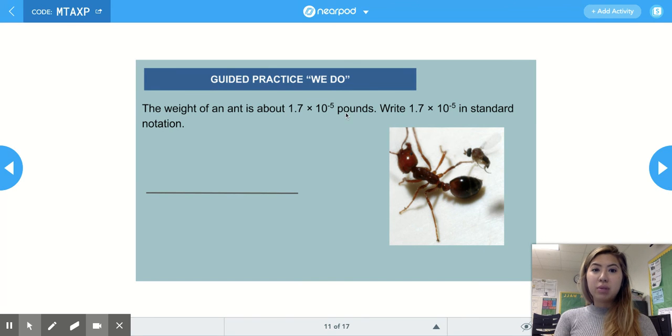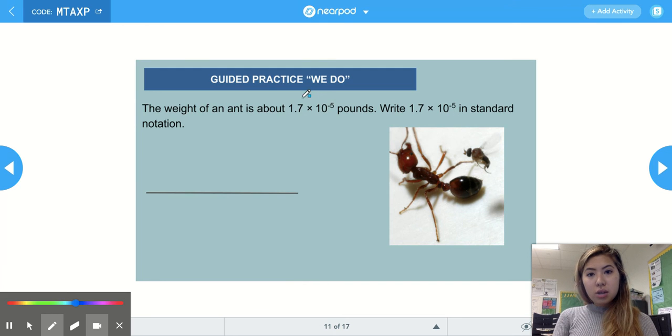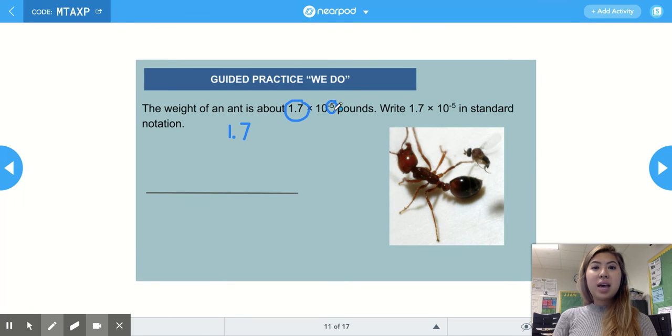This we do problem reads, the weight of an ant is about 1.7 times 10 to the power of negative 5 pounds. Write 1.7 times 10 to the power of negative 5 in standard notation. So our coefficient is 1.7, and our exponent is negative 5. So that means that we are moving our decimal point to the left, and we're moving it 5 places to the left. 1, 2, 3, 4, 5.